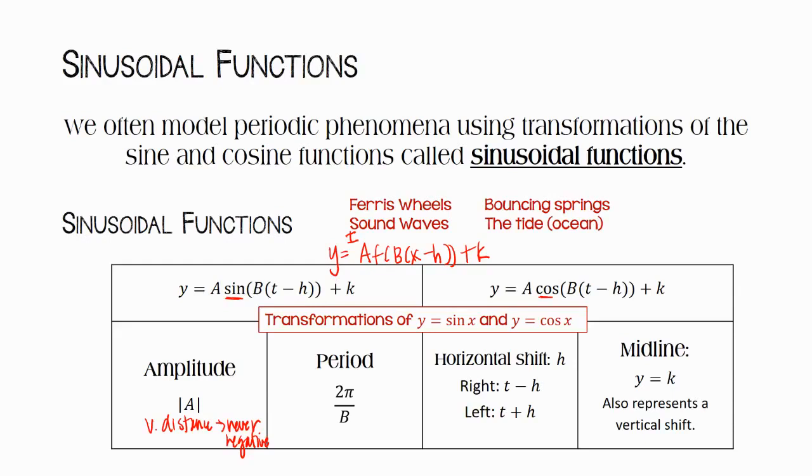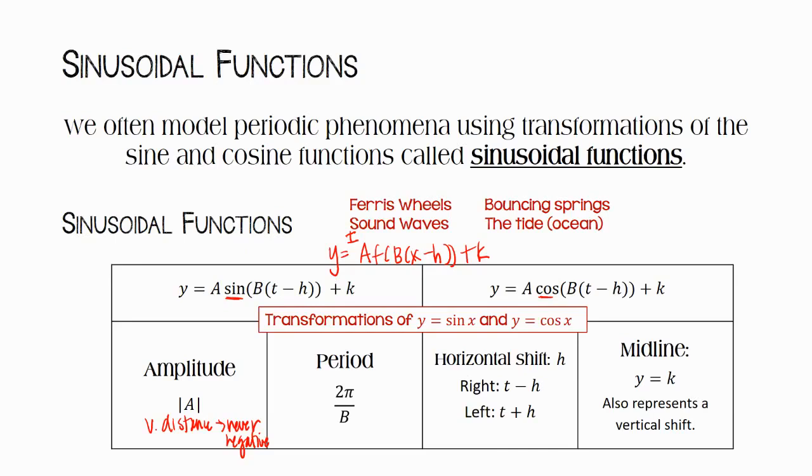And if it's t minus h on the inside, or it could be x minus h, it depends what your input variable is, but whatever it is, x minus h or t minus h, that's a shift right. t plus h or x plus h is a shift left. So remember, it happens opposite of what you think is going to happen.